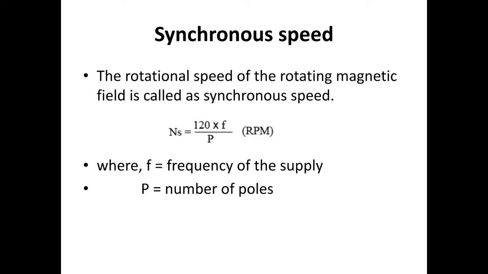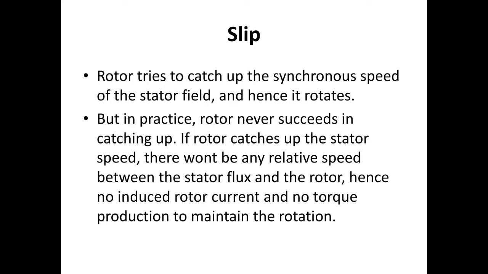The rotational speed of the rotating magnetic field is called synchronous speed. So Ns is equal to 120f/P, where f is the frequency of supply and P is the number of poles present in that particular induction motor. Again, slip is the difference between your synchronous speed and your rotor speed. The rotor tries to catch up with the synchronous speed of the stationary stator field, so it will not be equal.